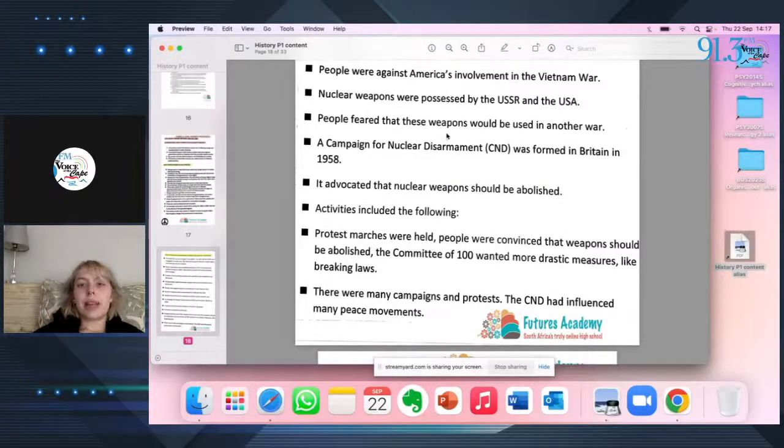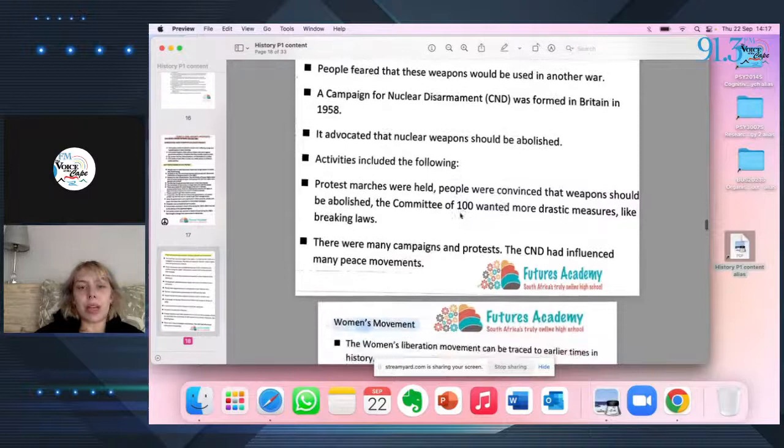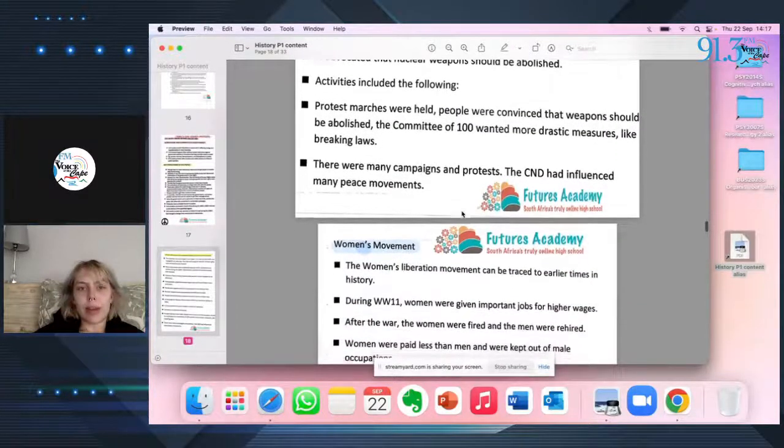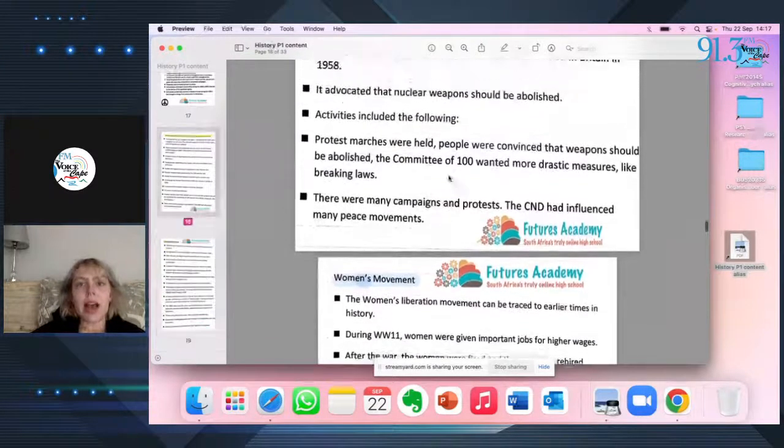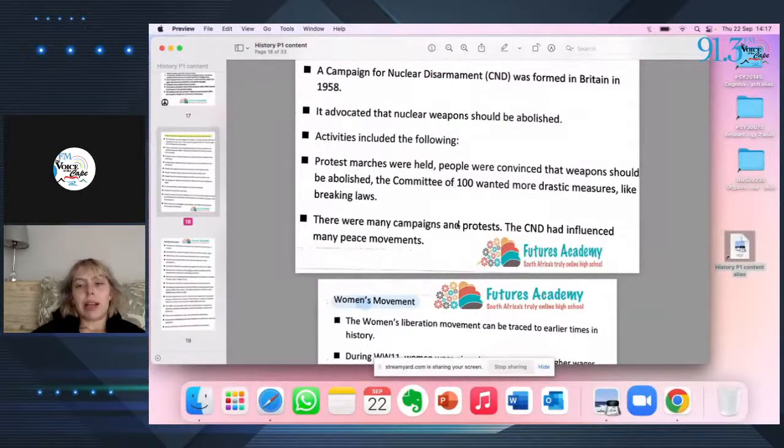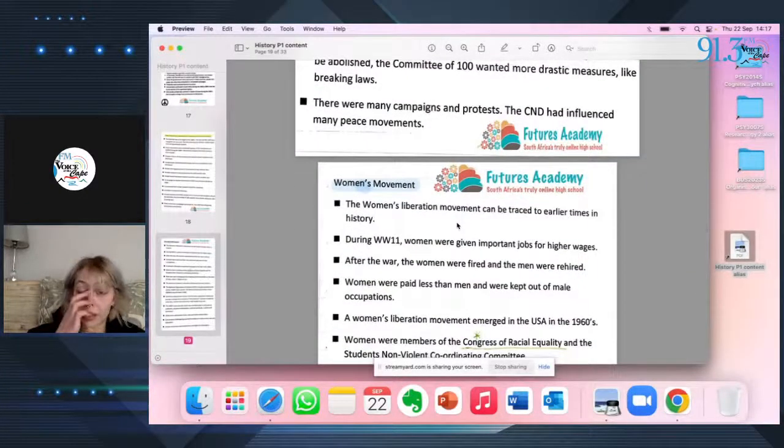The people feared that these weapons would be used in another war, and as such, the Campaign for Nuclear Disarmament, CND, was formed in Britain in 1958. It advocated that nuclear weapons should be abolished, and activities included protest marches. People were convinced that weapons should be abolished, and the Committee of 100 wanted more drastic measures, like breaking laws. So there were many campaigns and protests, and the Campaign for Nuclear Disarmament had influenced many of the other peace protests.